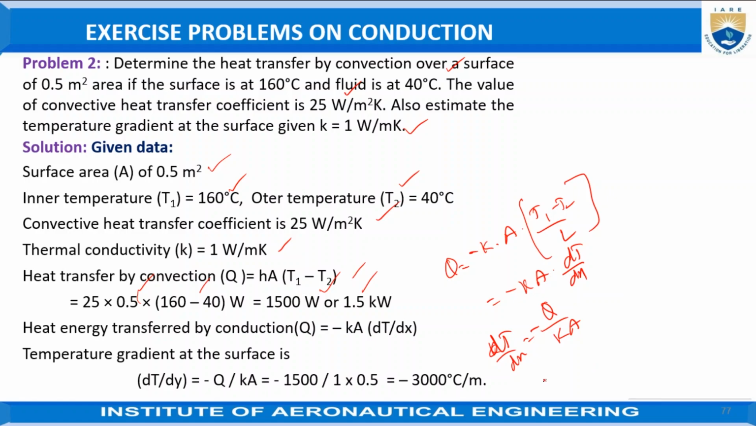Where Q is the amount of energy that is transferring, which is given as 1500 watts. That is 1500 divided by K, the thermal conductivity. The value of thermal conductivity is given as 1 watt per meter per degree, that is 1. Area is given as 0.5. On substituting, we got it equal to minus 3000 degrees centigrade per meter.